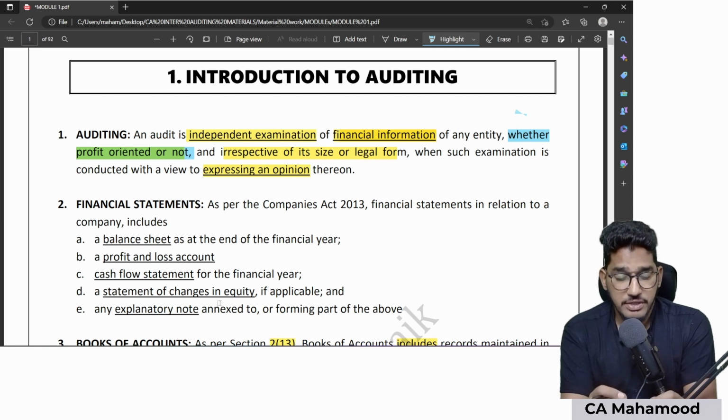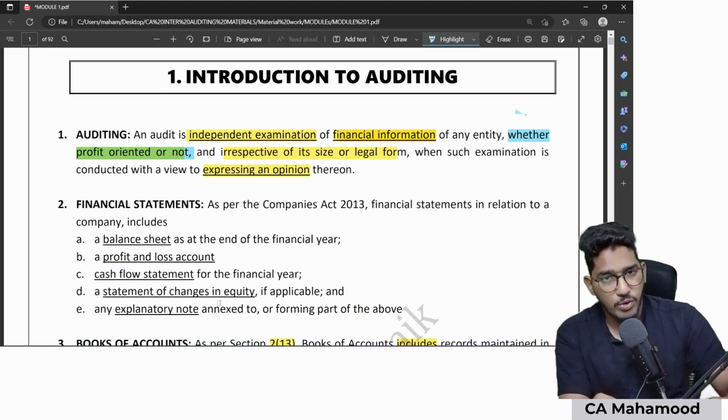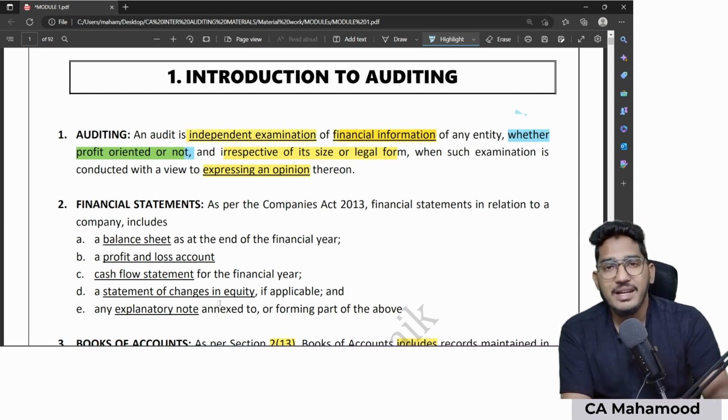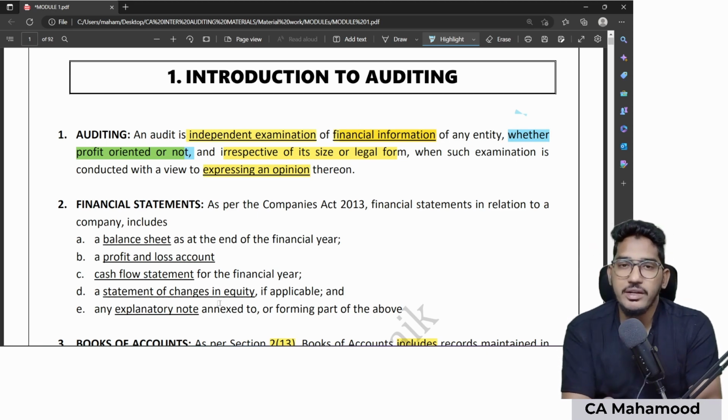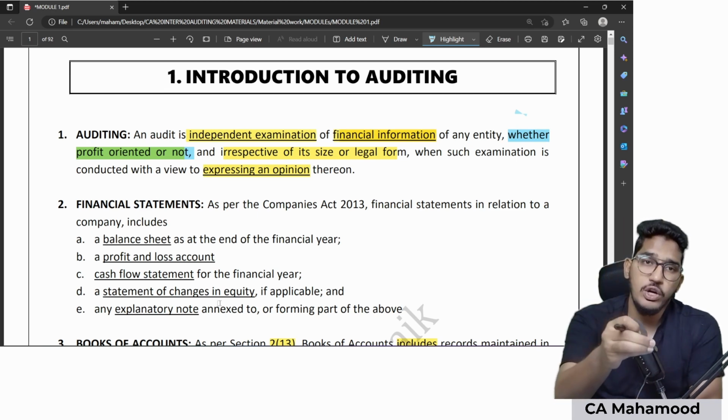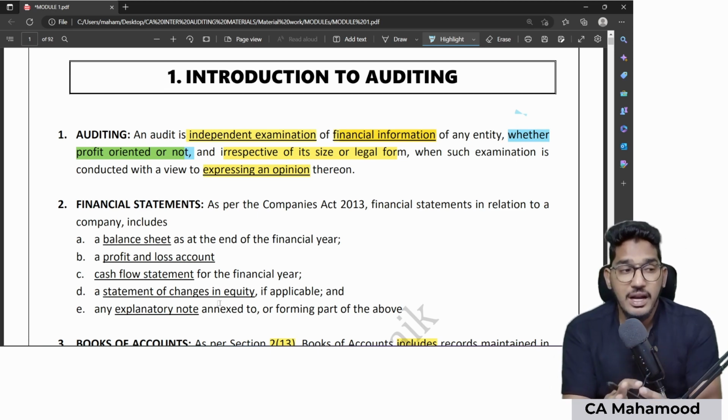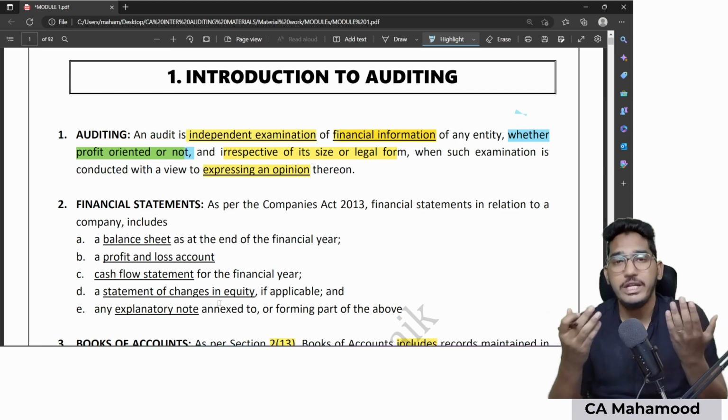What is the next part of the definition? Whether profit oriented or not, which means that the entity for whom you are doing the audit, whether that entity is a profit making entity or a non-profit making entity, that doesn't have any impact on the audit. Whether you are conducting audit of a profit making entity or a non-profit making entity, that doesn't have any effect on audit. Audit as a scope is not going to change.